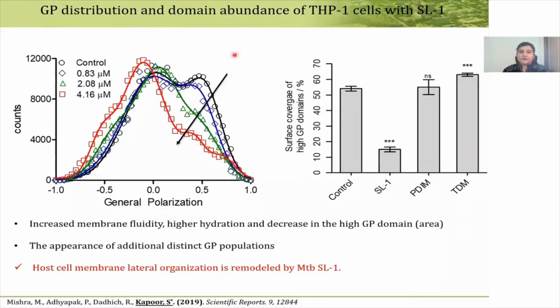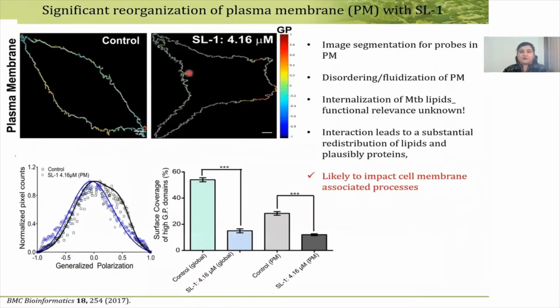In addition, we were also able to quantify that indeed one population, as seen in the pictorial representation, decreases in a concentration-dependent manner. So with this, we were able to conclude that the host cell lateral membrane organization is remodeled by mycobacterial sulfoglycolipid.